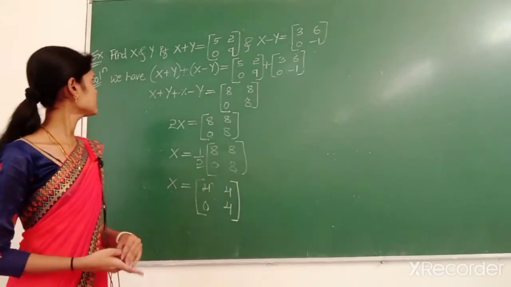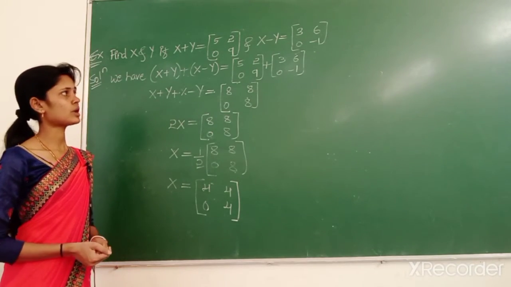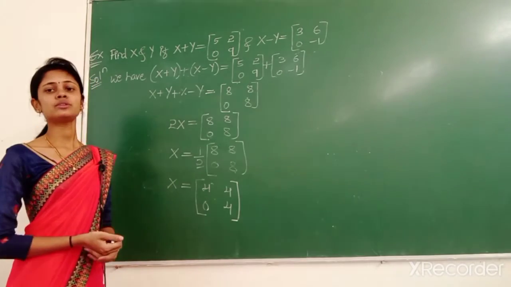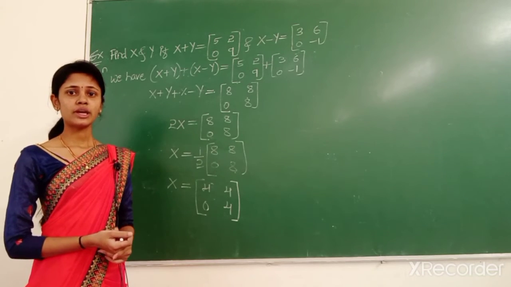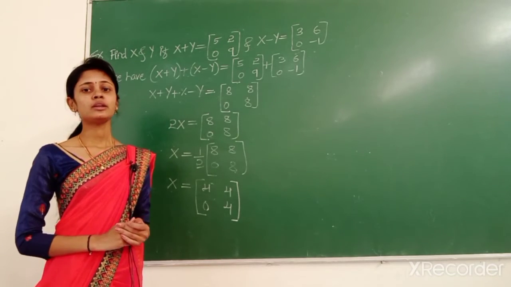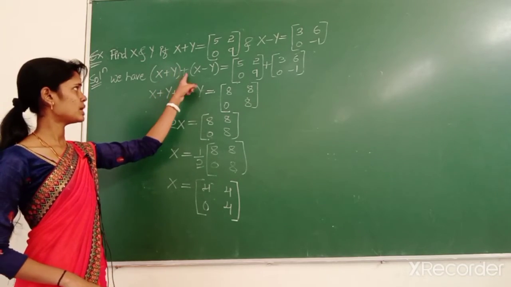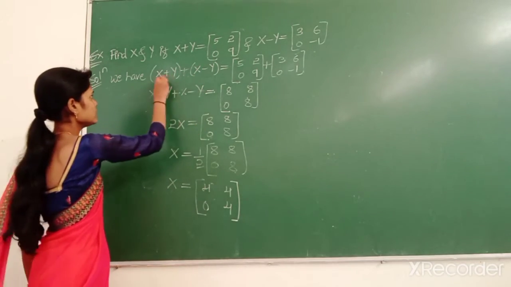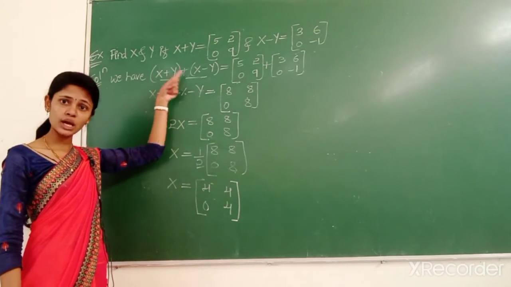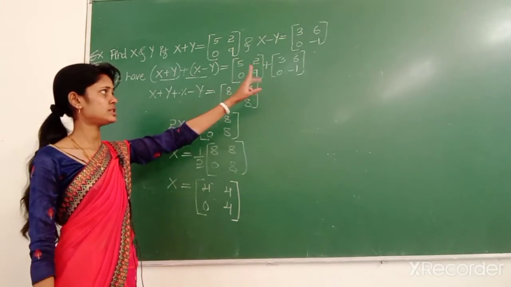So the next example is: find X and Y if X plus Y is equal to [5 2; 0 9] and X minus Y is equal to [3 6; 0 -1]. So here we have to find the values of X and Y, because the X plus Y matrix is given and the X minus Y matrix is given. So X and Y must be found separately here. So we have X plus Y plus X minus Y. So we are going to add these two matrices. That is, the given matrices X plus Y plus X minus Y: [5 2; 0 9] plus [3 6; 0 -1].